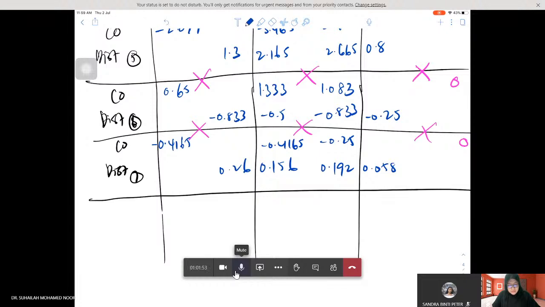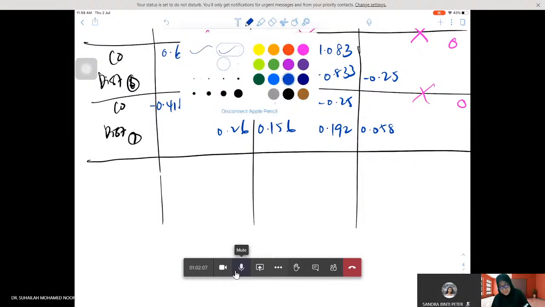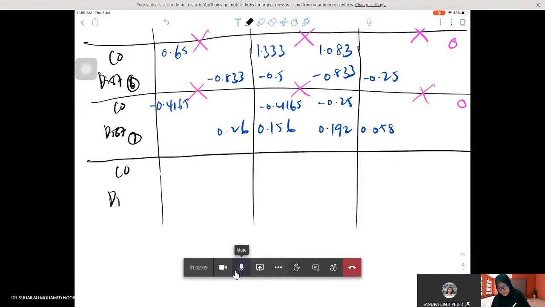Okay, we may continue another one. This is cycle number 7. We may stop right now, or we may continue for another one cycle. Okay, let's continue another one. Distribution number 8.